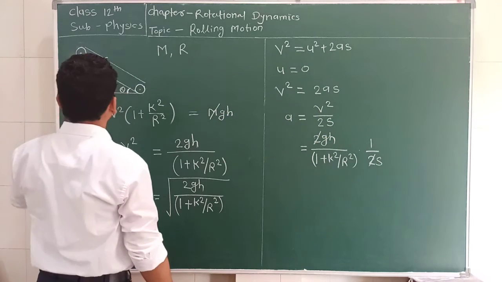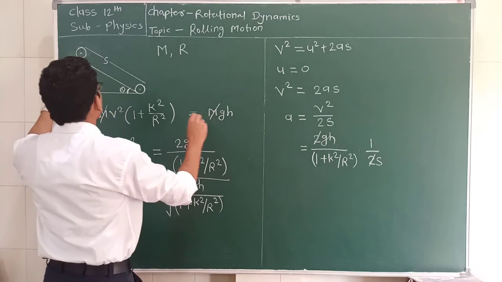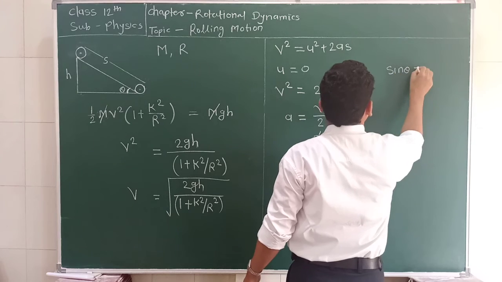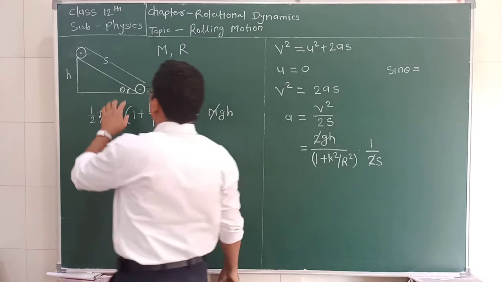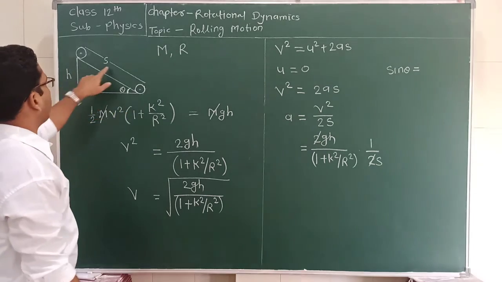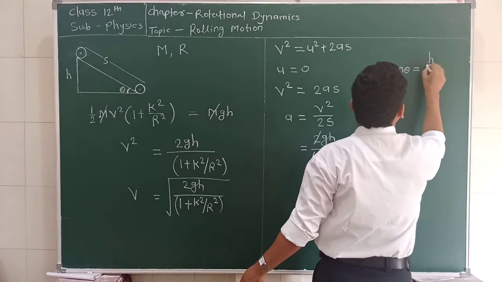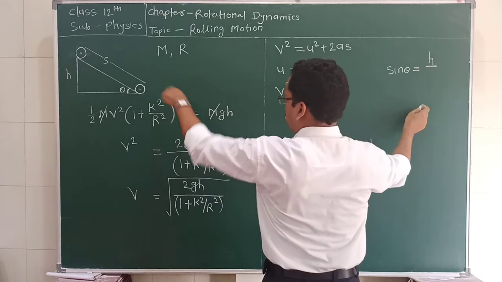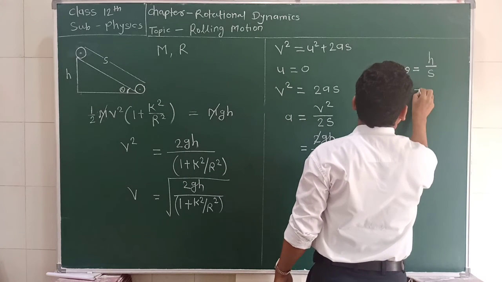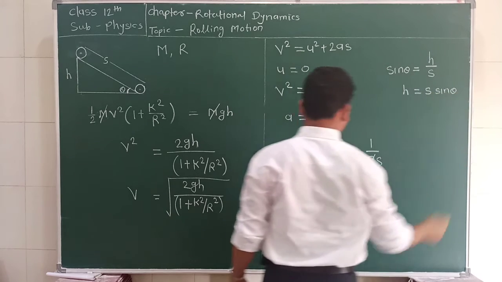Now from this diagram we can simply derive a relation. What is sin θ equal to? Sin θ is nothing but the opposite side divided by the hypotenuse. What is the opposite side? The opposite side is equal to h, and the hypotenuse is equal to s. Therefore, we can write h = s sin θ.